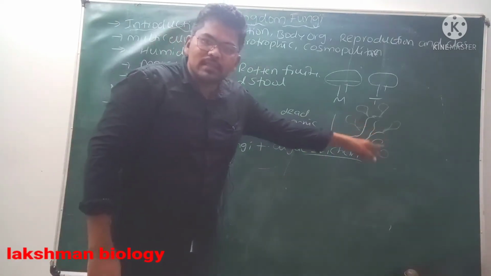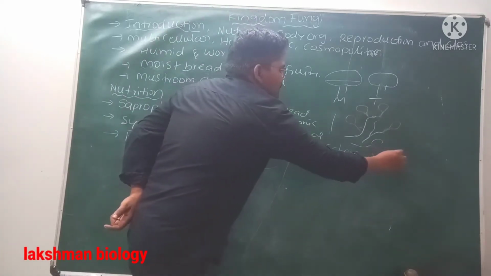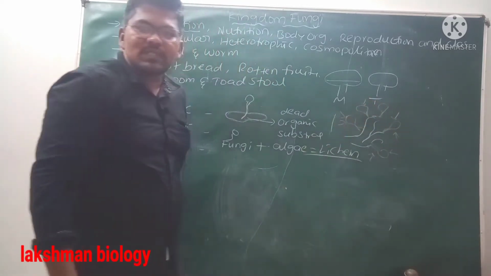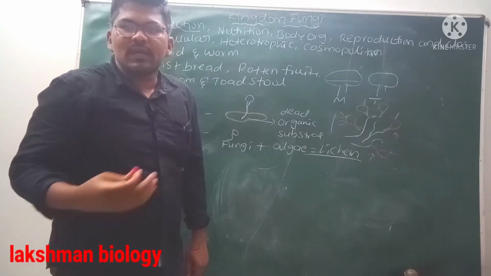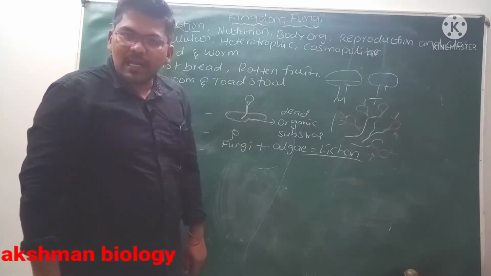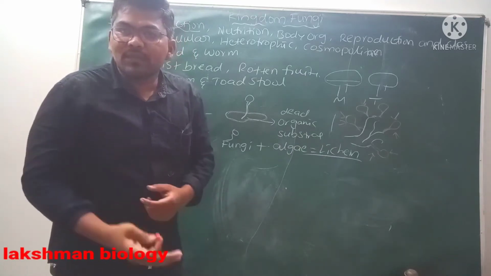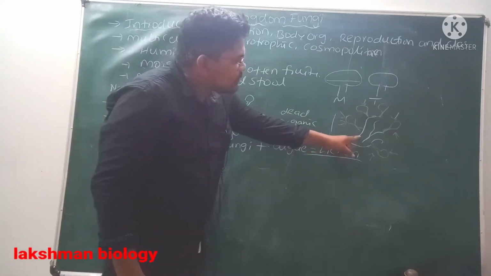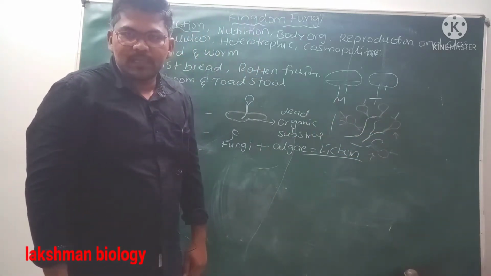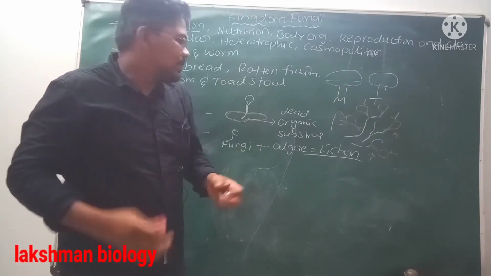Here the fungi helps with the absorption of phosphorus and water for the algae. It will absorb the phosphorus which is present in the soil and it will absorb the water. That phosphorus and water it will supply to the algae for photosynthesis. Then the algae will prepare food through photosynthesis and it will provide some food to the fungi. Both are in a mutual relationship, both are helping together.